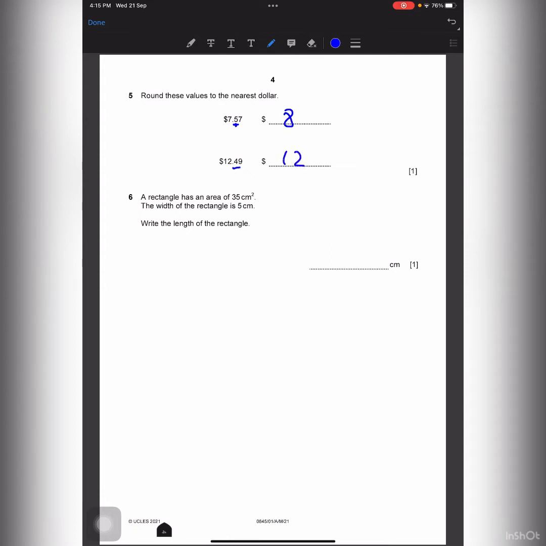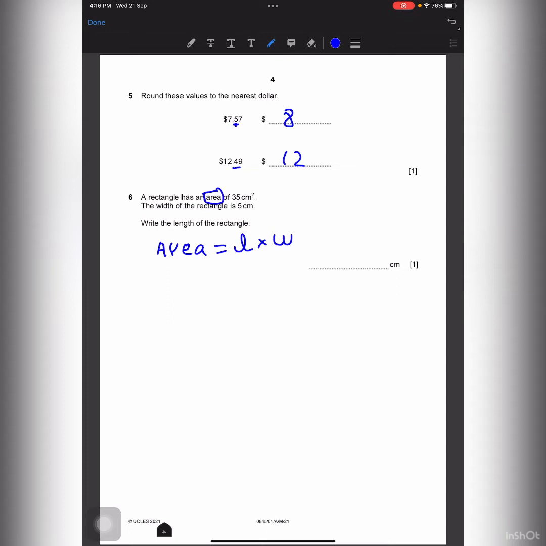Now, a rectangle has an area of 35 centimeters square. The width of the rectangle is 5 centimeters. Write the length of the rectangle. Okay, so how to figure out area, the formula is area, let me write it, A-R-E-A, area is equal to length multiplied by width. So that is what we're going to do.